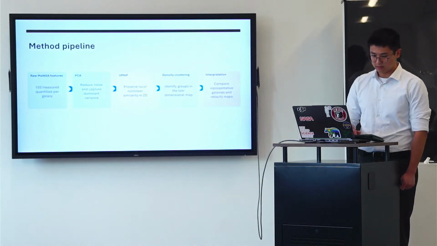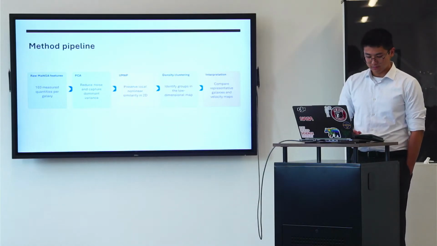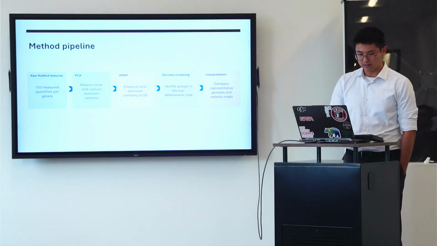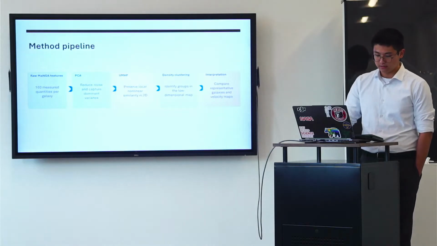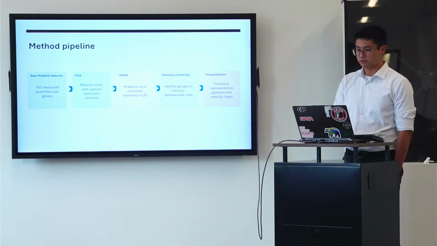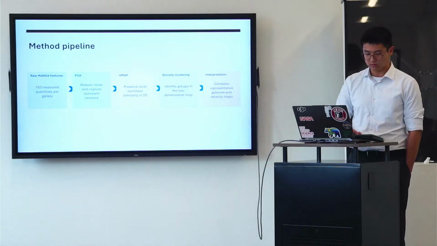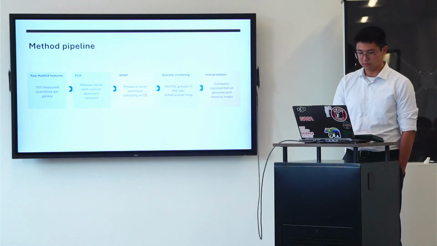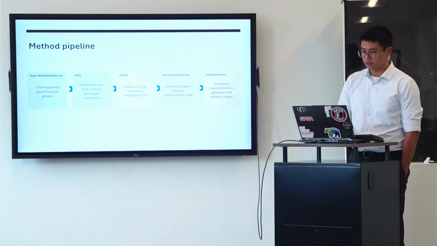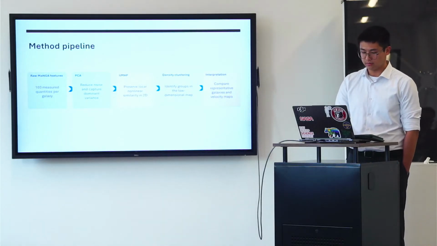And then here's my method pipeline, how I did my project. First, we begin with 103-feature data sets for galaxies. And then I used principal component analysis, or PCA, to reduce noise and capture dominant variance. And then I applied UMAP to the data sets, which preserves local nonlinear similarities in 2D. And then after that, I used a density clustering technique to identify groups in the low-dimensional map.